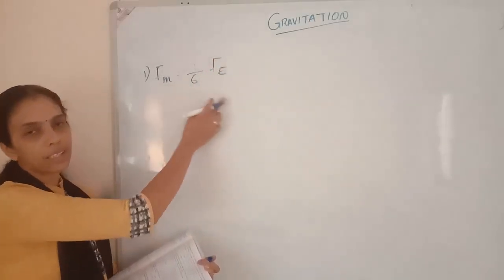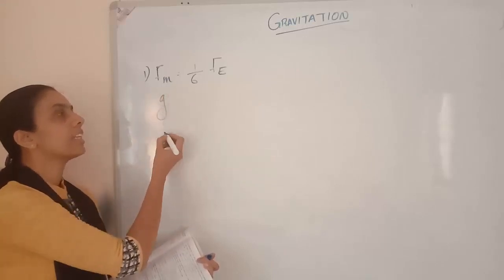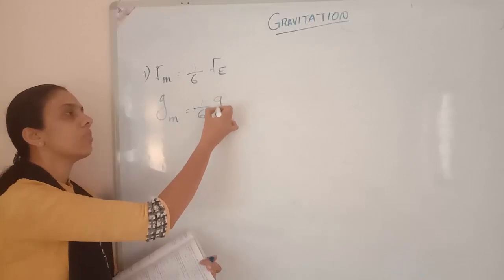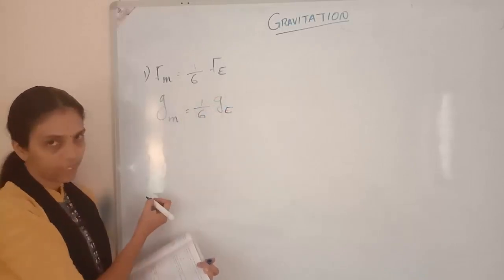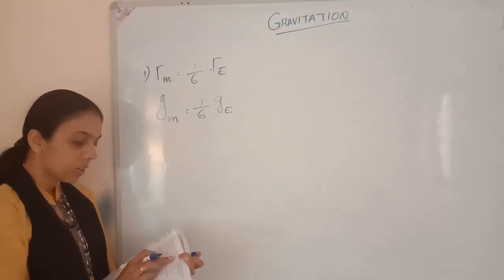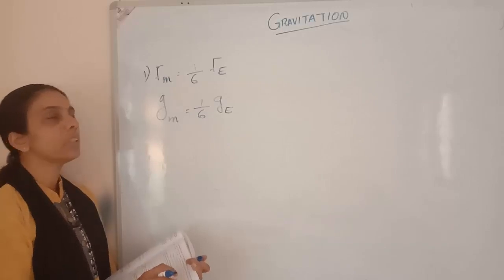This one in theory also we learned. Acceleration due to gravity of moon is equal to 1/6 of acceleration due to gravity of earth. Like that we learned, right? So what is the weight of a 10 kilogram object on the moon and on the earth?